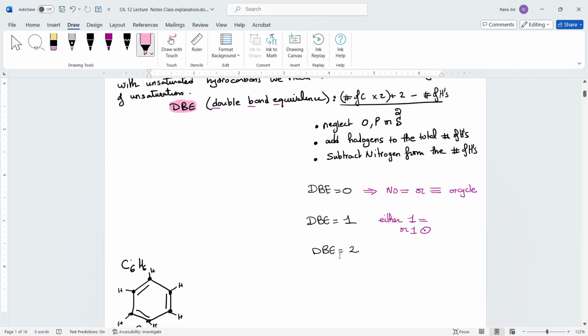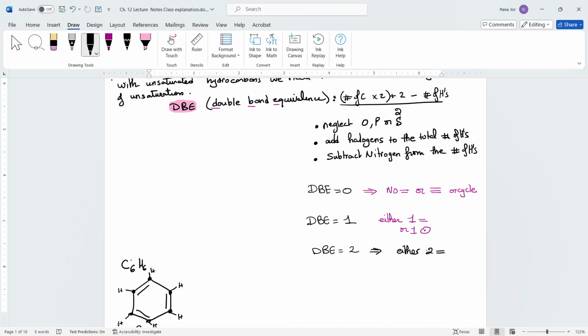Now, if you did the DBE calculation and you get a DBE of 2, then this means that your structure contains either 2 double bonds, because remember, every double bond is a DBE of 1.